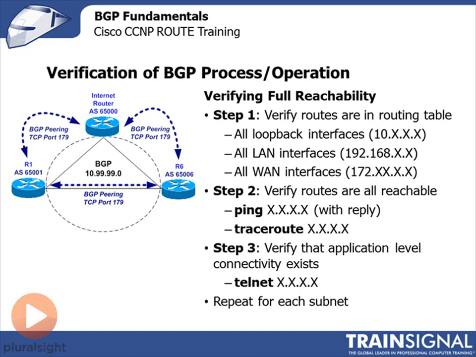And then finally, the easiest way to be able to confirm full reachability is to be able to use an application layer protocol such as Telnet or SSH and actually repeat those for each one of the subnets to verify that you can actually reach it. If for some reason you're not able to reach it, then that's the time to stop, go back, and make sure that something hasn't been missed or misconfigured.